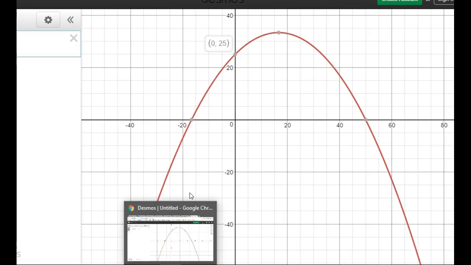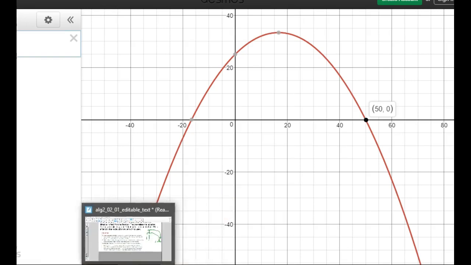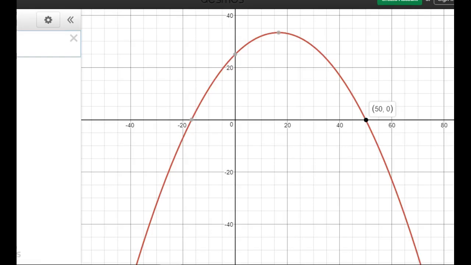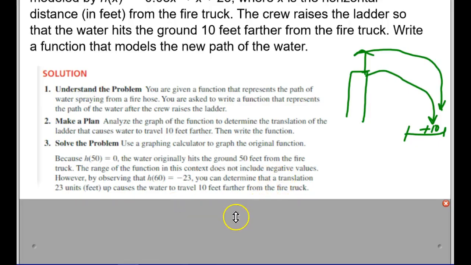I can see here, right, that I start at 25 feet. That's how high it is to start. And it does land 50 feet after it leaves the truck. What I also notice on my graph is that when x is 60, h is negative 23, right? I know that this needs to be 60 because I need it to land further away. Down here I can see that at 60 it's at negative 23. So if I shift the entire graph up by 23 units, that will move the water further away.